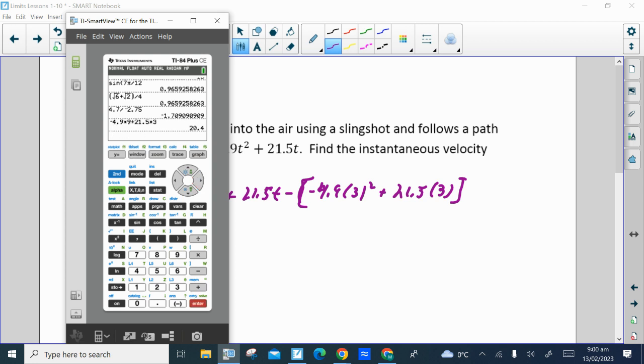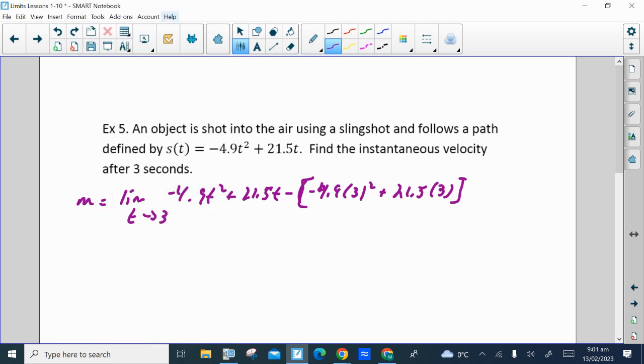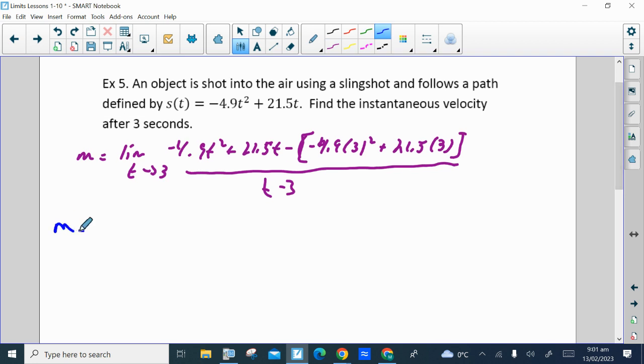Which gives us 20.4 as a constant. Positive 20.4, because there's a negative in front of that bracket, it'll be minus 20.4 for a constant term. And I also forgot to write t minus 3 on the bottom. So this is the limit as t approaches 3 of negative 4.9 t squared plus 21.5 t minus 20.4.